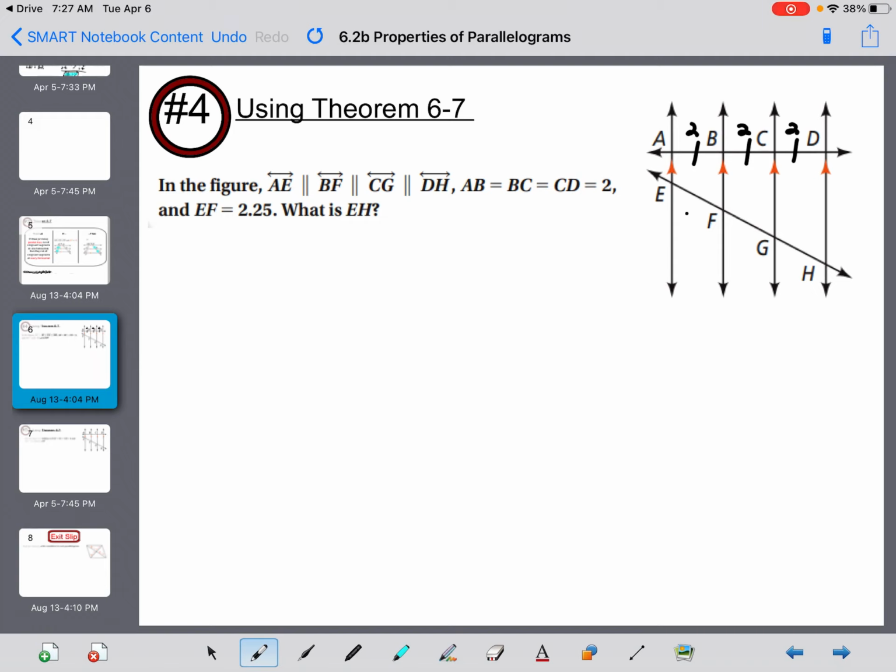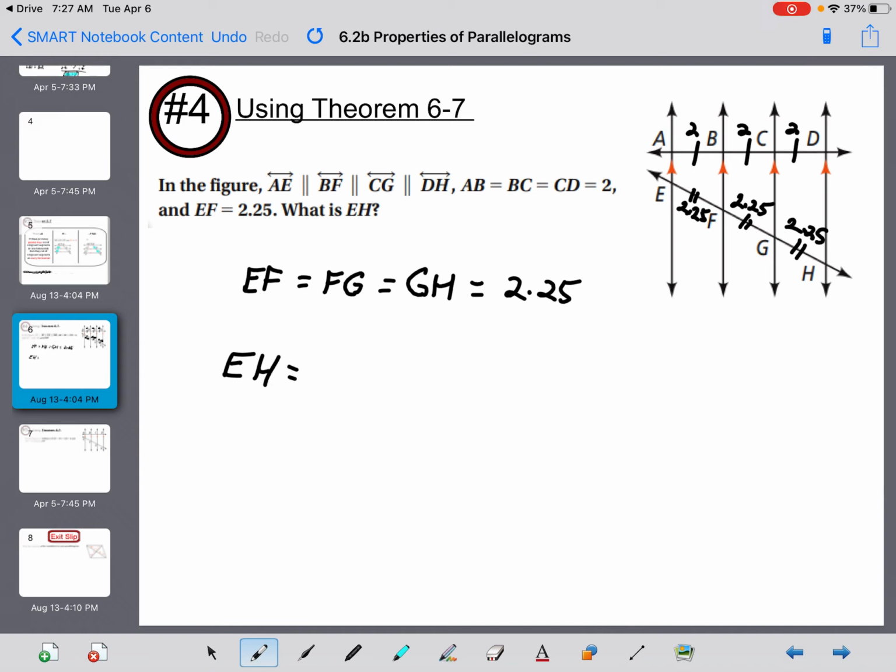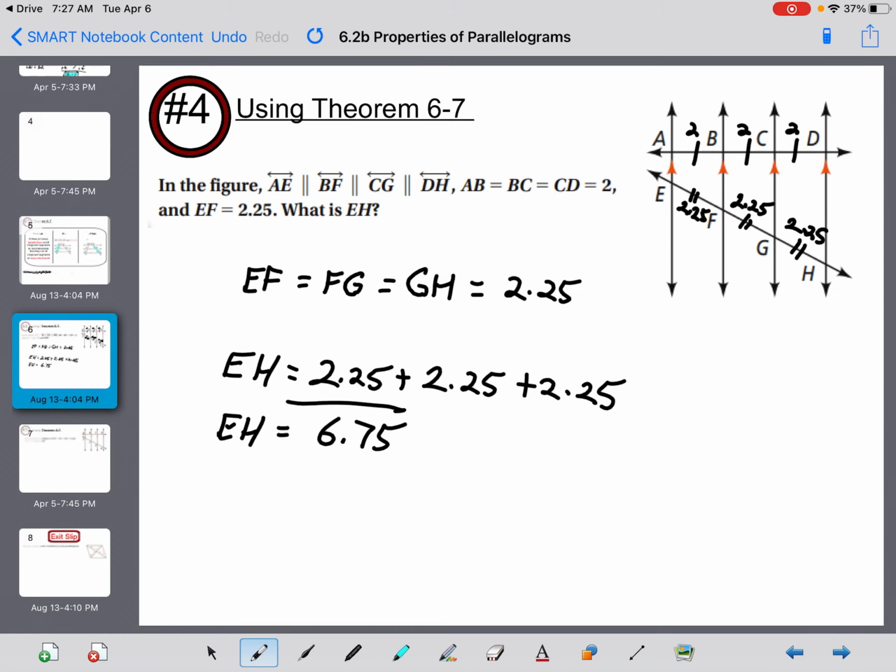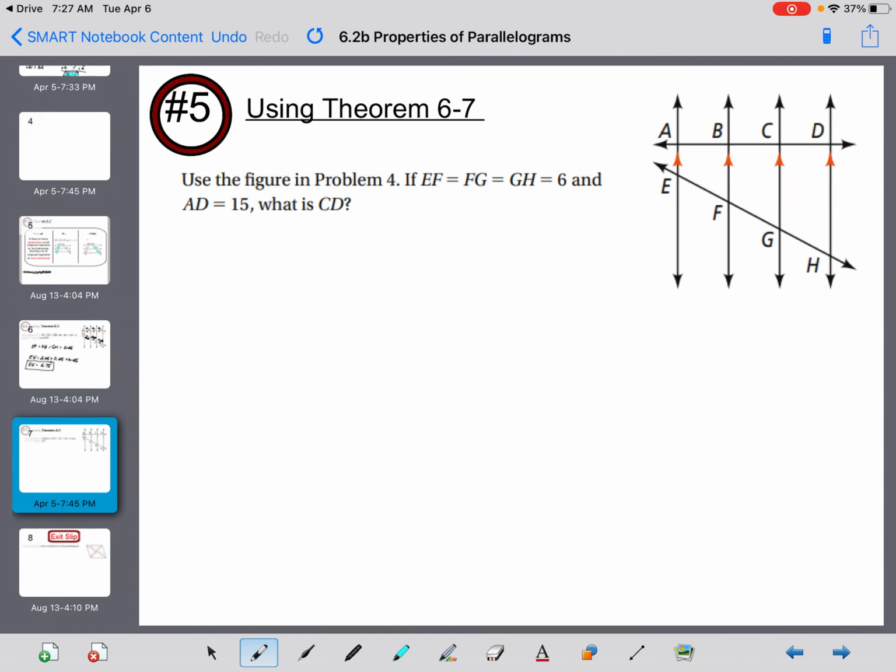EF is 2.25. It says, what is the length of EH? Well, EF is equal to FG is equal to GH, which means they're all equal to 2.25. So EH is equal to 2.25 plus 2.25 plus 2.25, which is 6.75.